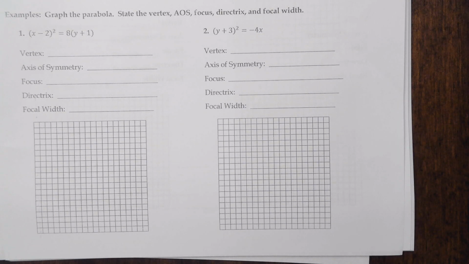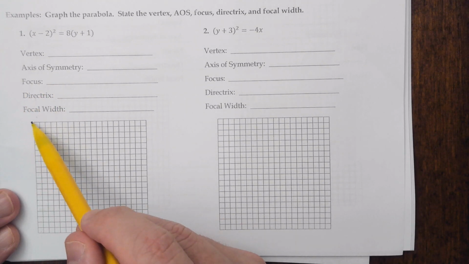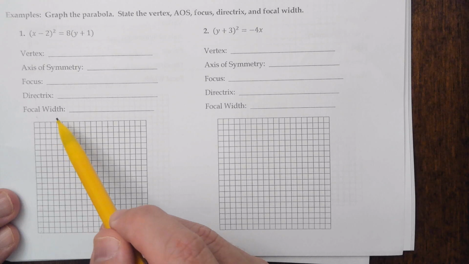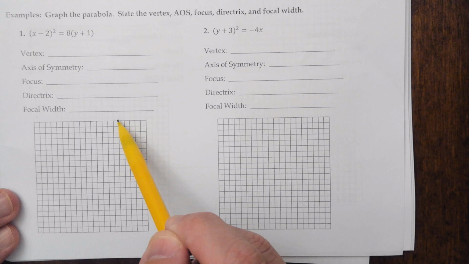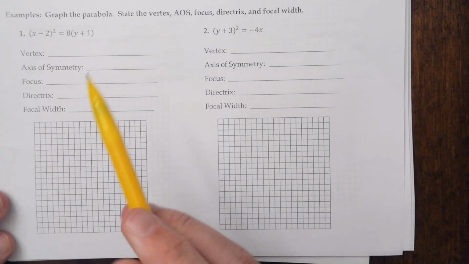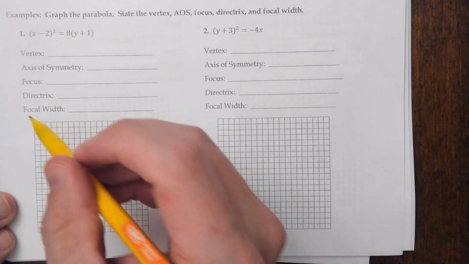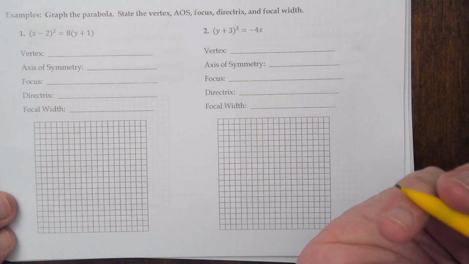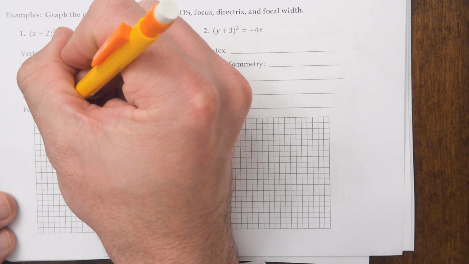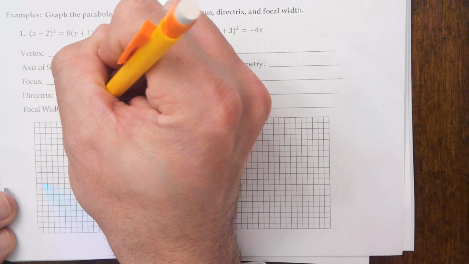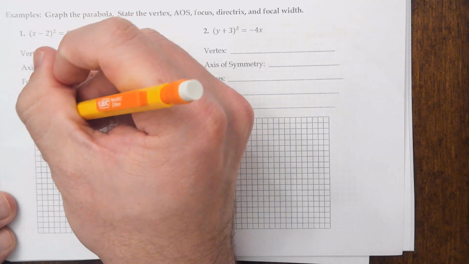So the first thing we always want to do is, on our graphs here, just kind of count over. I believe this is a 1, 2, 3, 4, 8, 9, 10, 11, 12, 13, 14, 15, 16, 17, 18, 19, 20. Okay, so this is a 20 by 20 box. What I like to do is go over 10 and then down 10 and draw my coordinate plane, and I'm going to go down 10 as well.